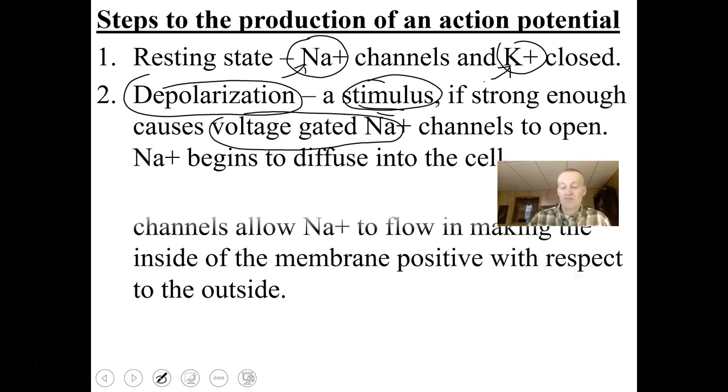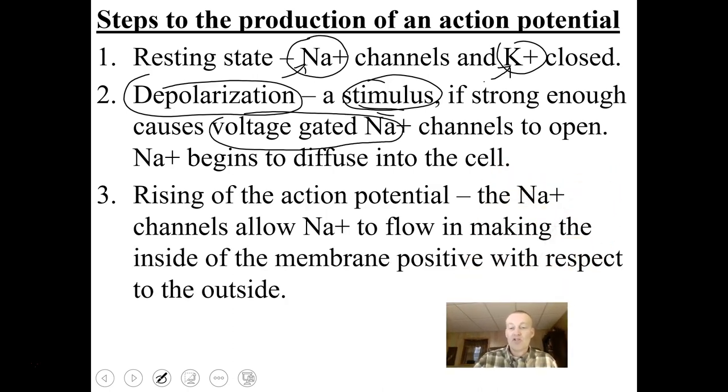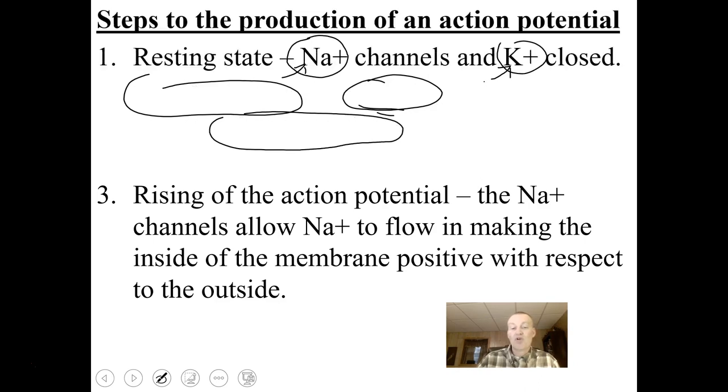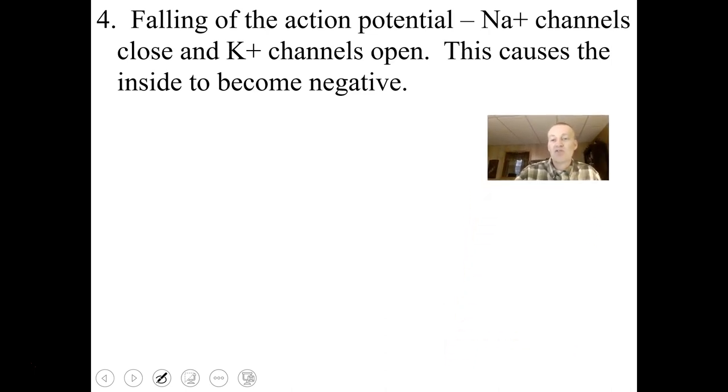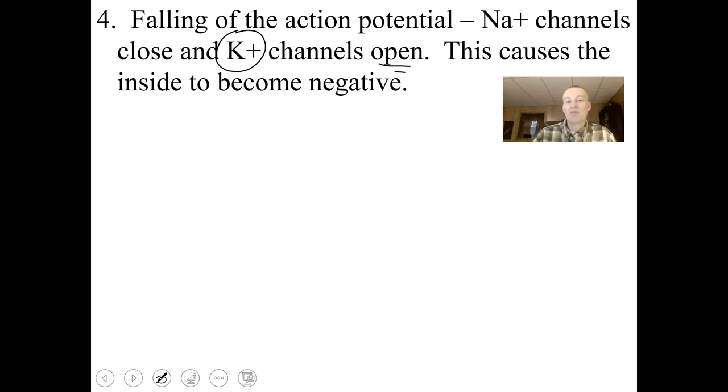So during the rise of the action potential, the sodium is going to be flowing in, and it makes the inside of the membrane positive with respect to the outside. Graphically, we'll show you all those parts in just a second. The falling of the action potential is where you have sodium channels that are going to close and voltage-gated potassium channels are going to open. This causes the inside to become negative because the potassium channels are causing potassium to go from the inside of the nerve cell to the outside.